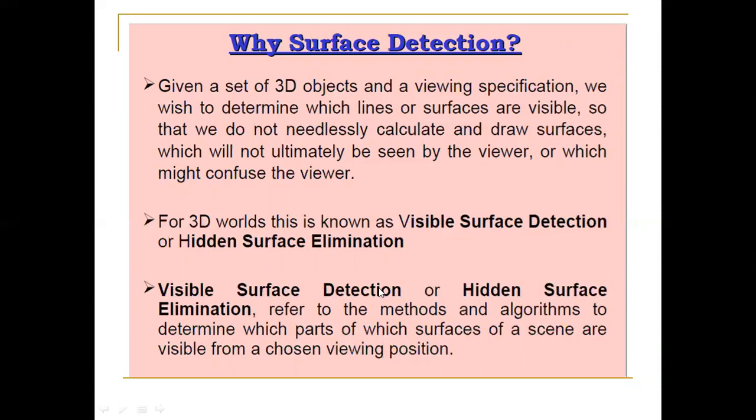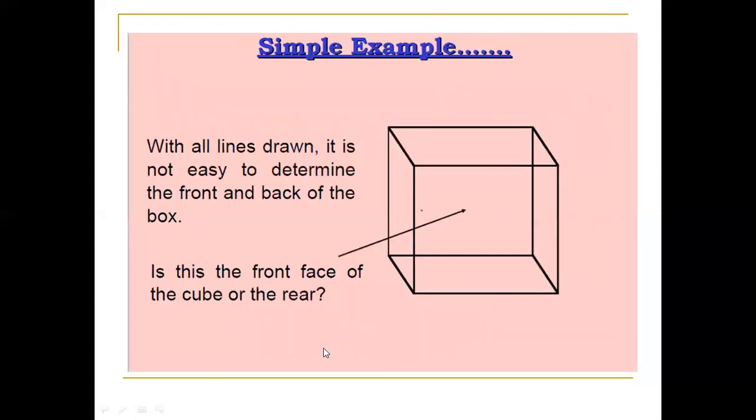So visible surface detection or hidden surface elimination refers to those methods and algorithms which are used to determine which parts of which surfaces of a scene are visible from a chosen viewing position, right? Which parts or surfaces of a scene you want to display as visible is directly proportional to your viewing position. That is why it is called from a chosen viewing position.